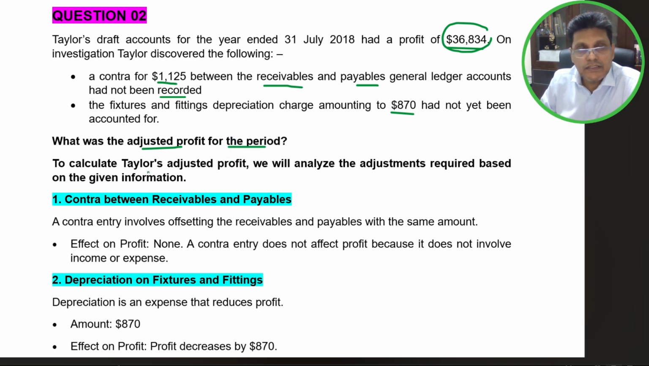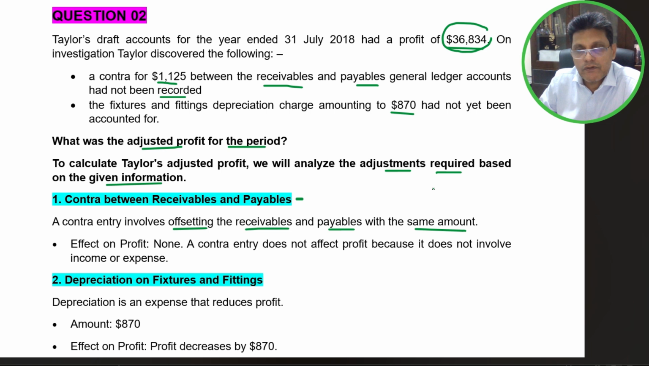Now to calculate Taylor's adjusted profit, what we need to do is analyze the adjustments required based on the given information. First of all, let's look at the contra between receivables and payables. What is the impact on the profit? A contra entry involves offsetting the receivables and payables with the same amount.